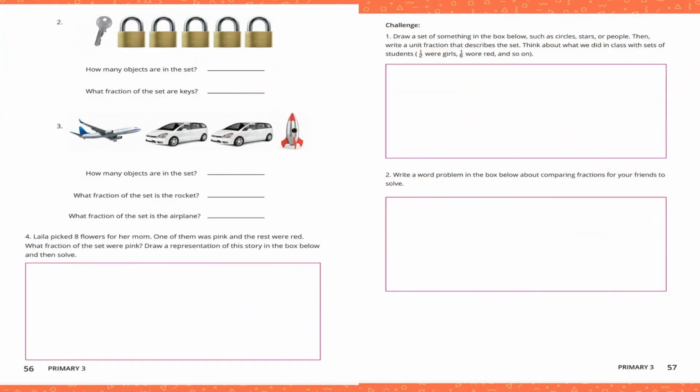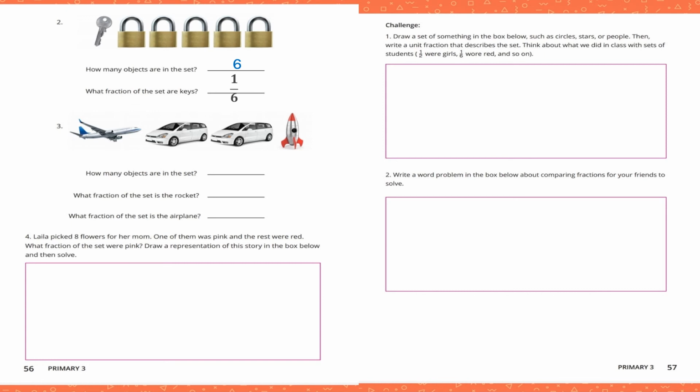Number 2, we have a set here of locks and keys. How many objects are in the set? The total objects 1, 2, 3, 4, 5, 6. What fraction of the set are keys? How many keys do we have? Only 1 key. 1 key out of what? Out of 6. So it's 1/6.